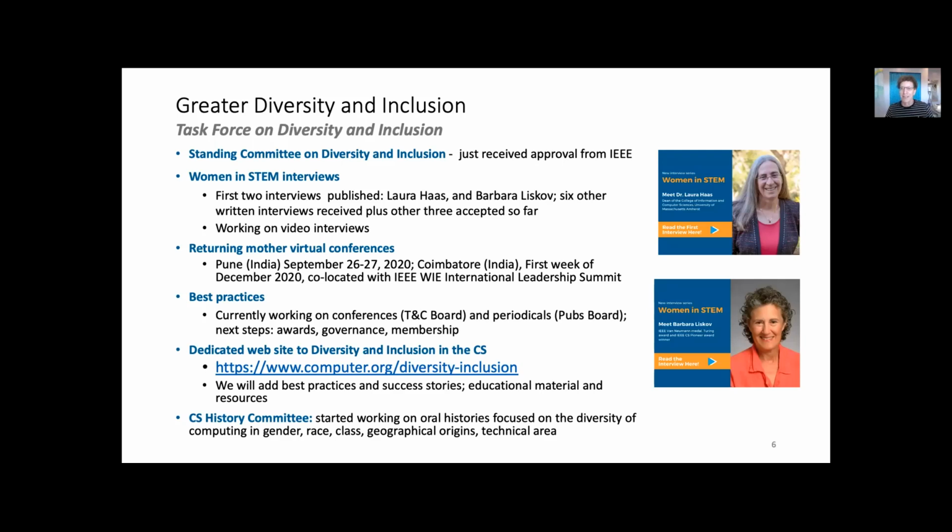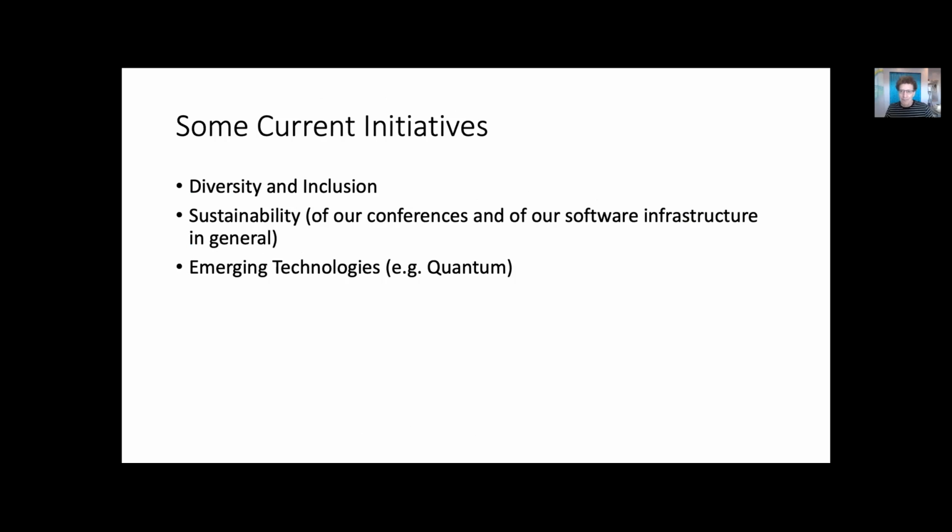We now have a tremendous number of initiatives for diversity and inclusion, best practices, both carrots and sticks, right? So trying to both police what conferences are doing, but ideally trying to motivate and support conferences in being more diverse and more inclusive. But we have other concerns that we're trying to support in TCSE.